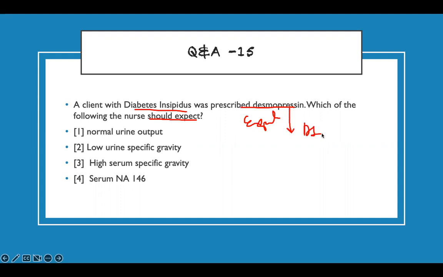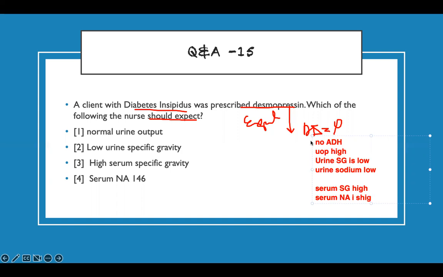Then you ask yourself, what is DI? DI patient is peeing a lot. They don't have ADH, so no ADH. If they don't have ADH, urine output is high. If the urine output is high, urine specific gravity is low. Urine sodium is also going to be low. When you go to the blood, serum specific gravity is high. Serum sodium is high because they're losing just water.